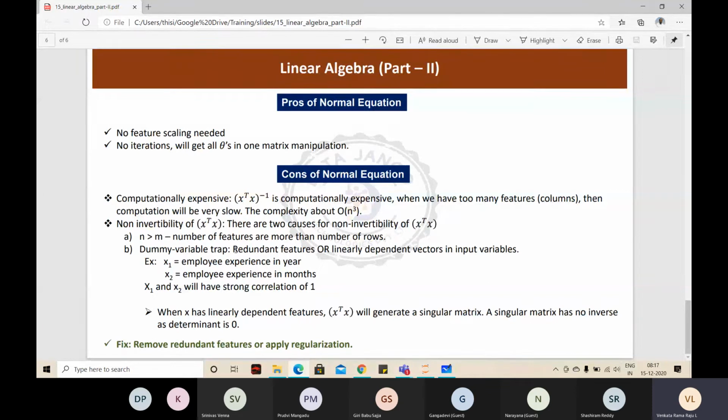If you don't ignore first true, what happens is it will create a strongly correlated column. When your data has strongly positive correlation or strong negative correlation, then also the X transpose X creates a singular matrix. Let me try to take an example and explain.